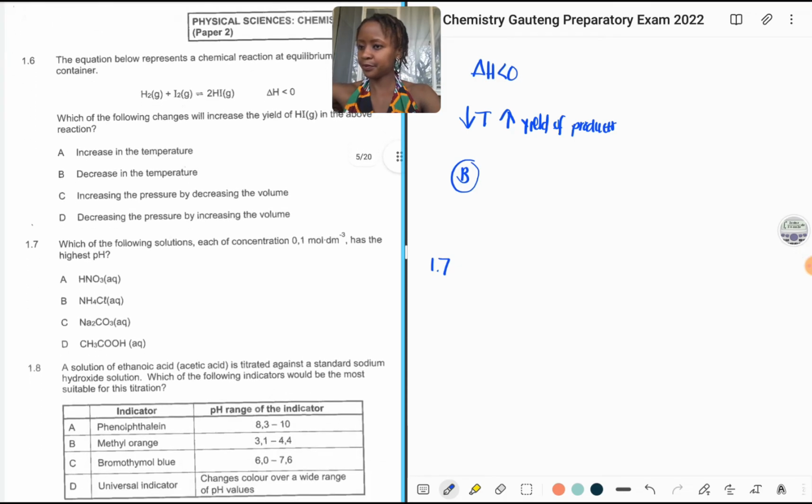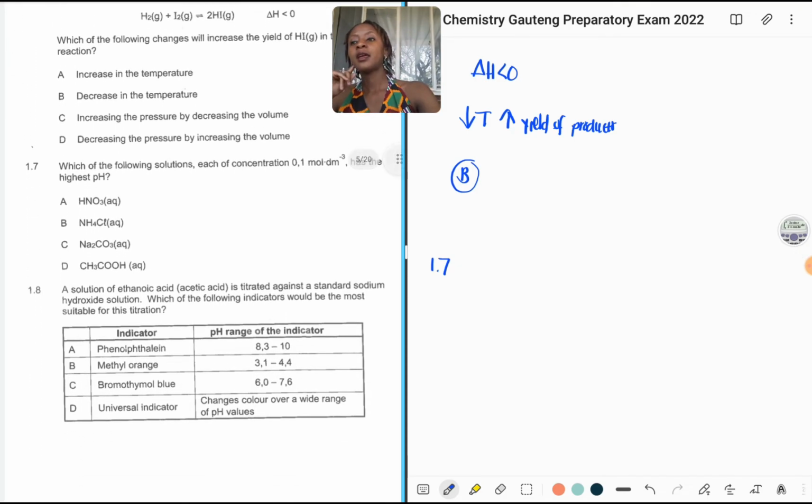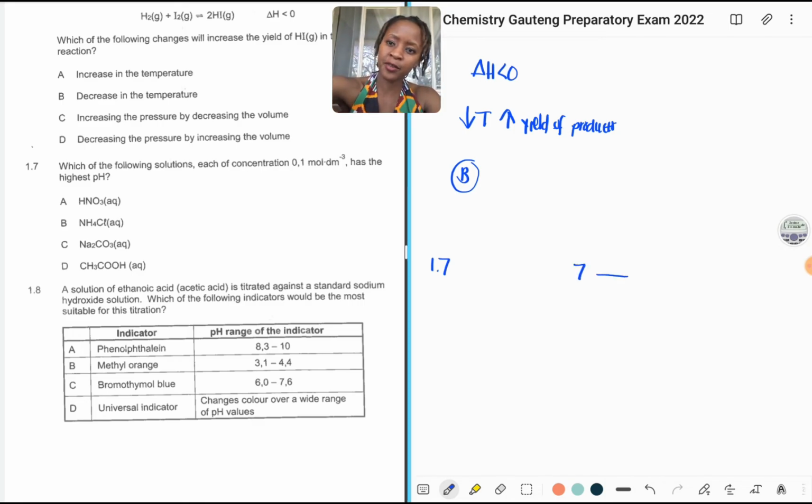1.7. All right, which of the following solutions, each of concentration 0.1 mole per cubic decimeter, so the concentration is constant, has the highest pH? Okay, guys, 7 is neutral, and above it is where you have your bases, up to a highest pH of 14. The lowest, I don't know whether to say 1 or 0, probably 0, is where your acids are, and that's where your bases are.